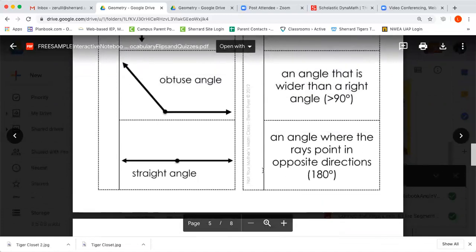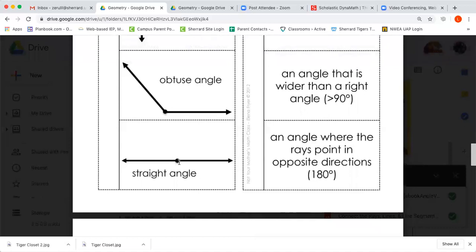Now, the last one is a straight angle. Well, clearly we have a point here, or vertex, and we have a completely straight line. That, of course, would be a straight angle. Now, all straight lines or straight angles should always equal 180 degrees. Okay, so 180 degrees is a flat, straight line. That angle would measure, if I measured it just like that, 180 degrees.